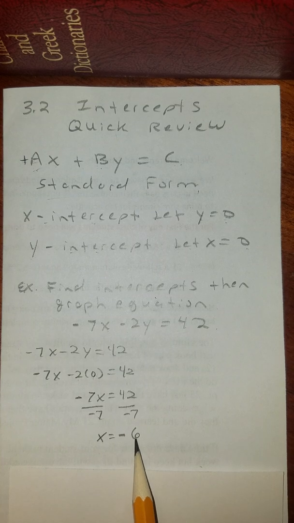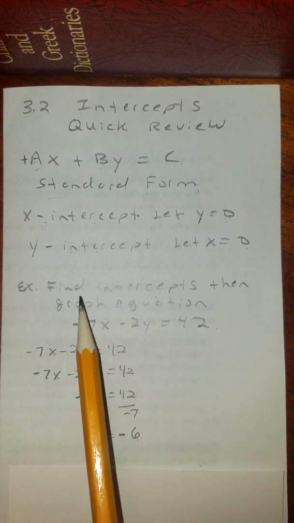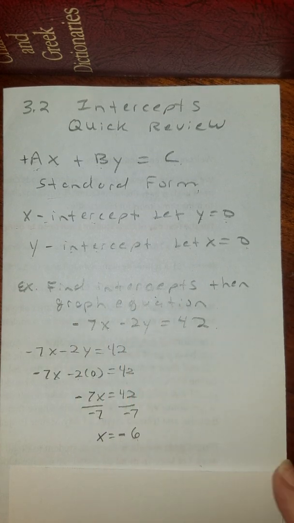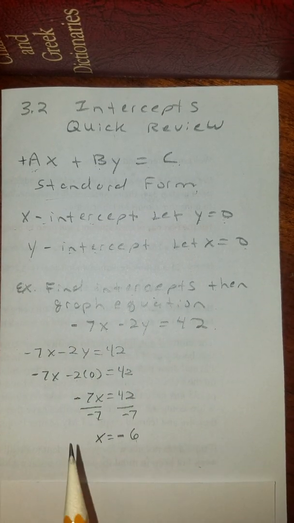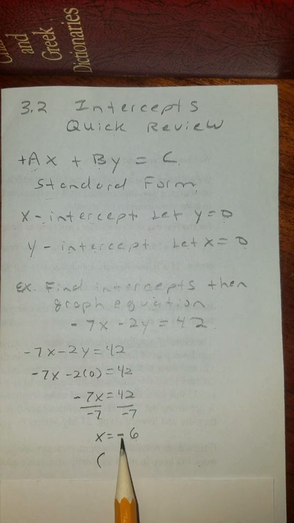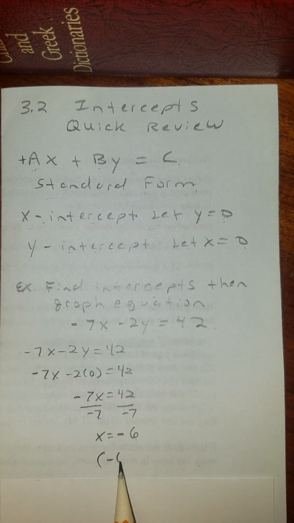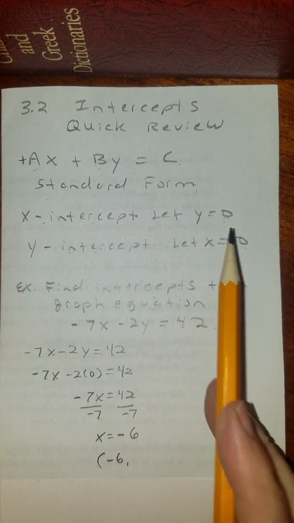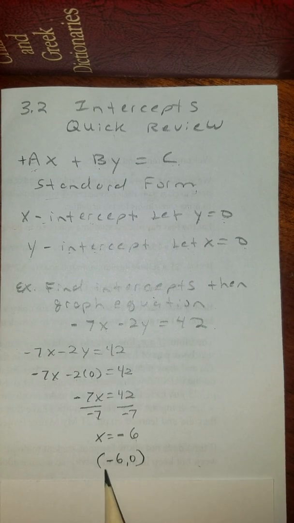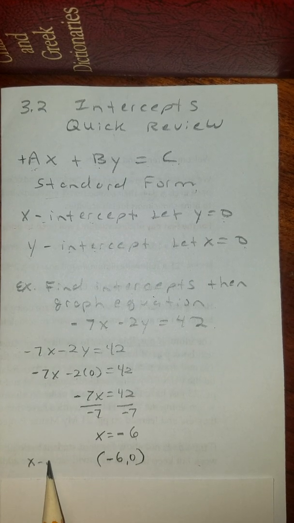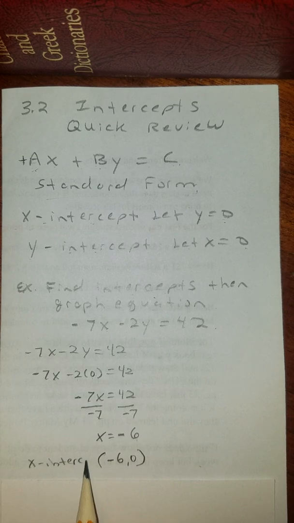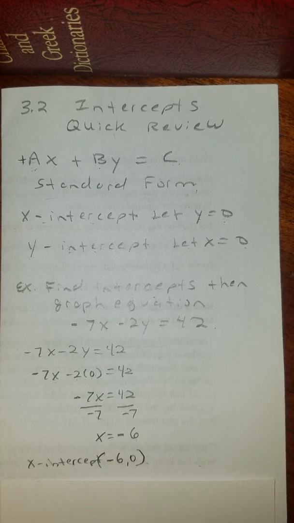Now, you are not done here. If you leave your answer like this, it would be incorrect because it says find the intercepts. Well, intercepts are points. So you must write your answer as a point. So if x is negative 6, then y, we said, was 0, right? That's what we started with. This is the x-intercept. Okay, negative 6, 0.